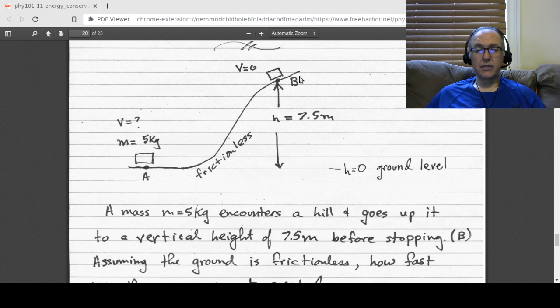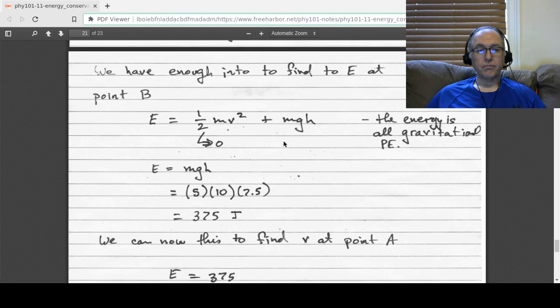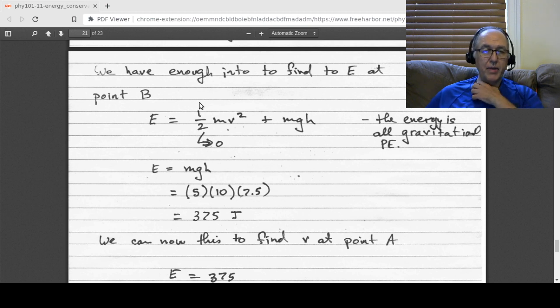Yes, we can, because the energy at B is all gravitational potential energy. It stops there, so there's no kinetic energy. The velocity at B is equal to 0, so all the energy is gravitational potential energy, mgh. All right, great. So over here, we'll start with point B. We have enough info to find the energy at point B.